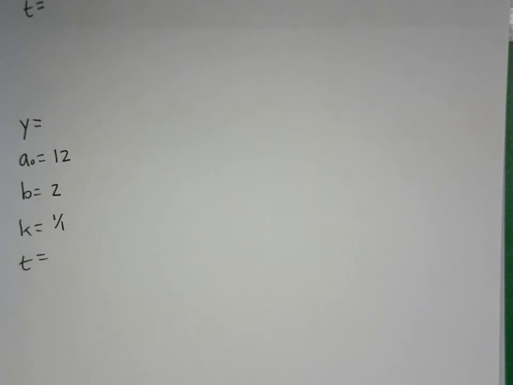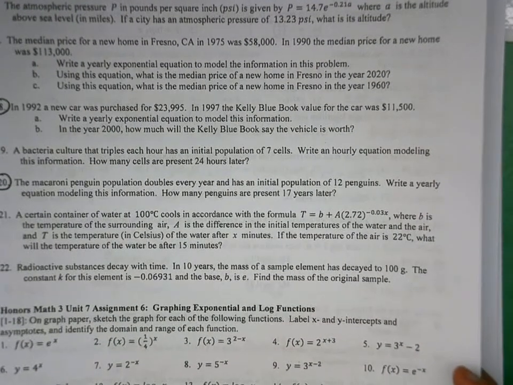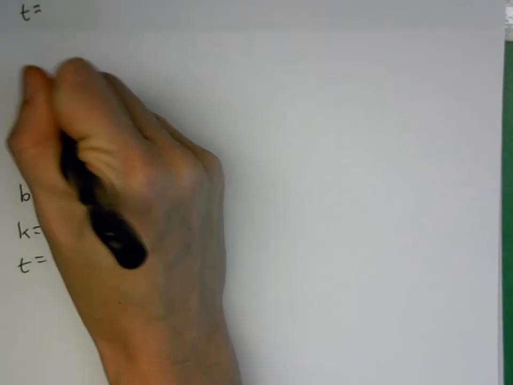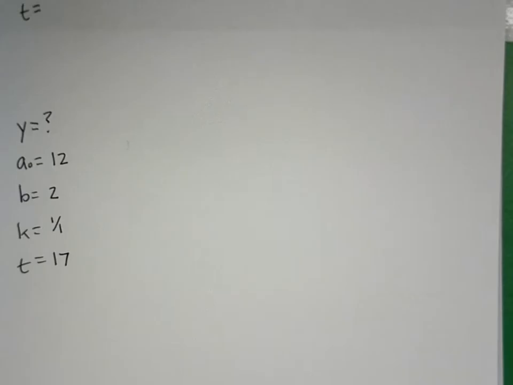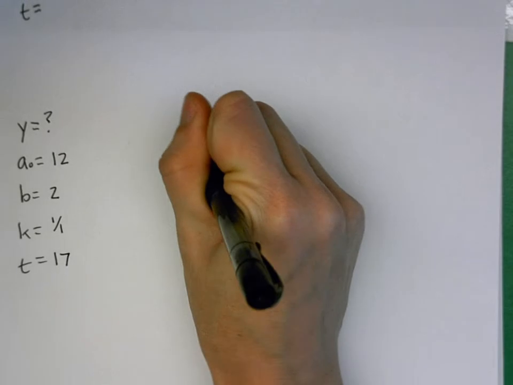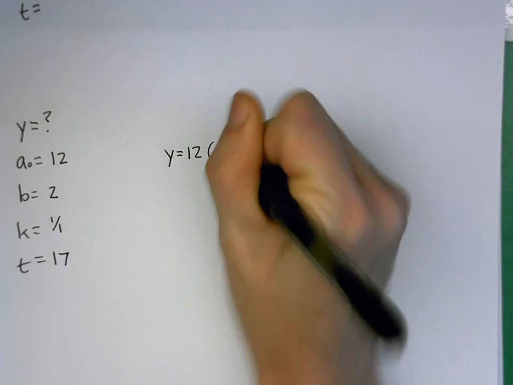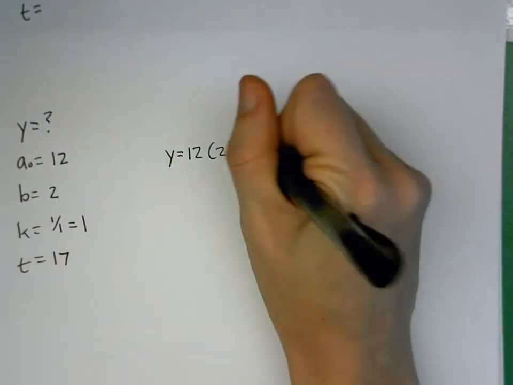And then last but not least, T or Y, what are we trying to solve for here? In this particular case, they ask us how many penguins are present 17 years later? And so what we're trying to find is this Y 17 years later. And we've got our equation. Y equals A naught, B to the KT. K, by the way, is just 1. 1 over 1 is 1, so K times 17 is still going to be 17.